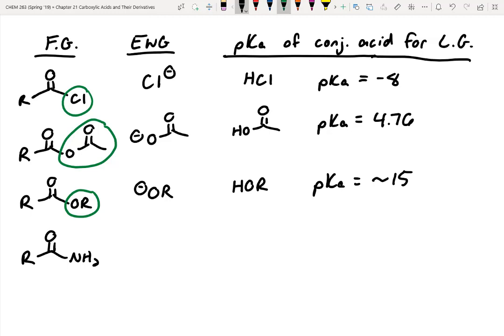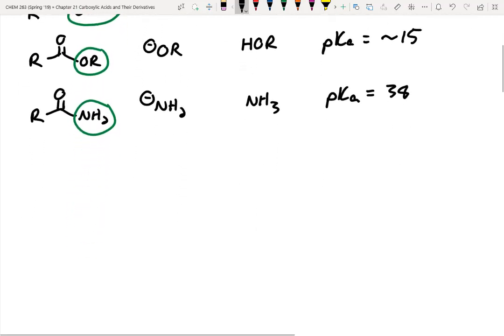And then last but not least, we've got our amides. We're going to kind of skip nitriles until the end. And the conjugate base for this is one of our super duper strong bases, right? We actually use this base to deprotonate alkynes and all sorts of things. So if we think about this, the conjugate acid is ammonia, which has a pKa of about 38. So really we can use this leaving group ability as a way of predicting how reactive our carboxylic acid derivative is going to be.